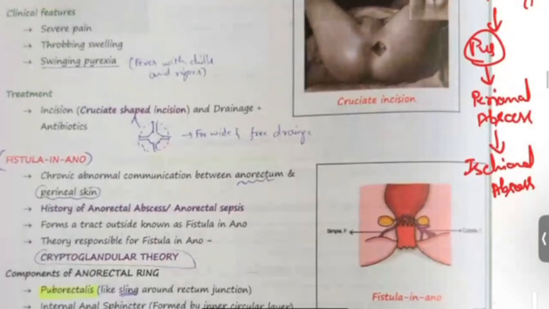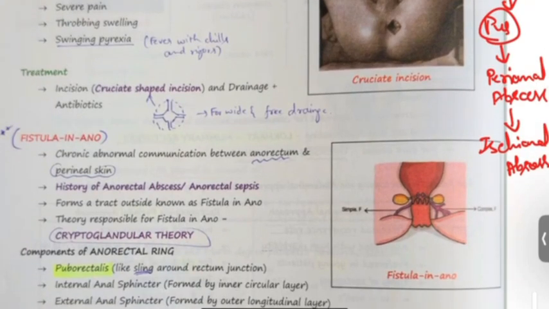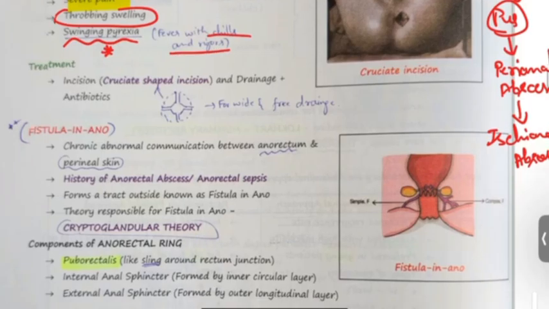Now the abscess has happened, anorectal abscess formation has occurred. What will be the clinical features? How will the patient come to us? He will be in severe pain because there is an abscess there. Obviously there is infection, so because of that he will also have fever, and there will be swelling in this region because of the collection, and then there will be swinging pyrexia, that is fever with chills and rigors, usually.